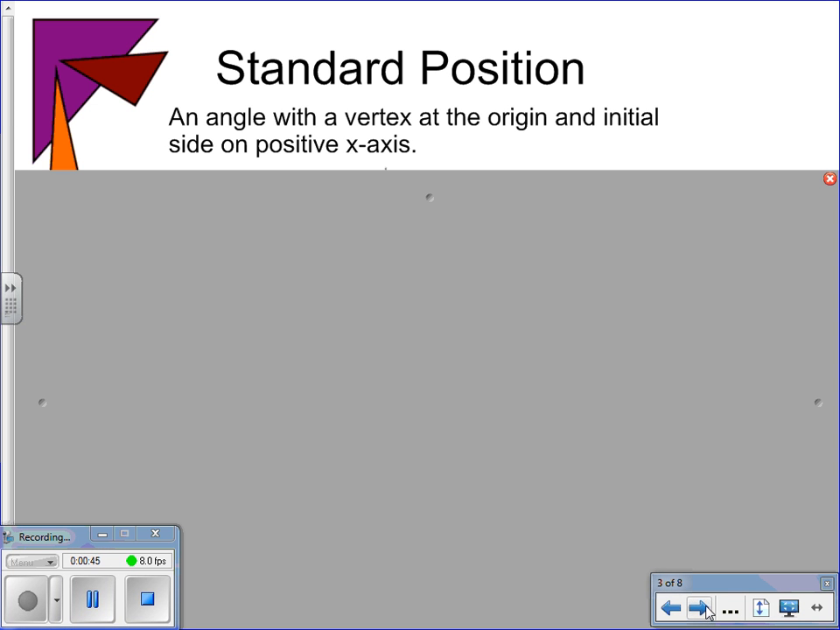First of all, in geometry, you could have angles just anywhere in space, floating around in any orientation, no big deal. That changes in algebra too. We're going to want our angles to all be located somewhere, and we're going to fix them to the coordinate plane. So we have something called standard position. I'll give you a minute to write this down.